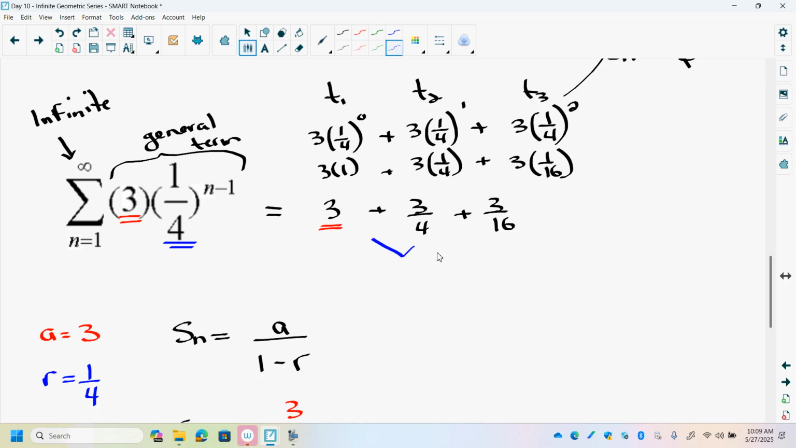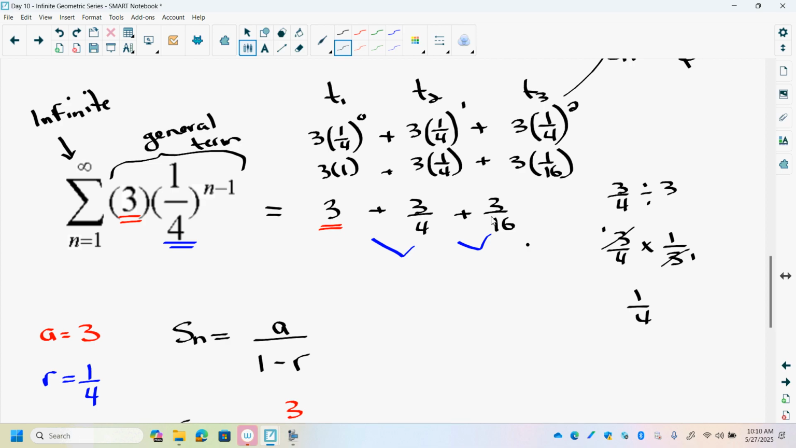How would you get R? You would divide. You would go 3 quarters divided by 3. Keep, change, flip. That would give me 3/12 or 1/4. If you did the same thing, 3/16 divided by 3 quarters would become 3/16 times 4/3. The 3's would cancel. And 4/16 would reduce to 1 quarter as well. So that is another way to get your A and R value, to just actually generate the series.